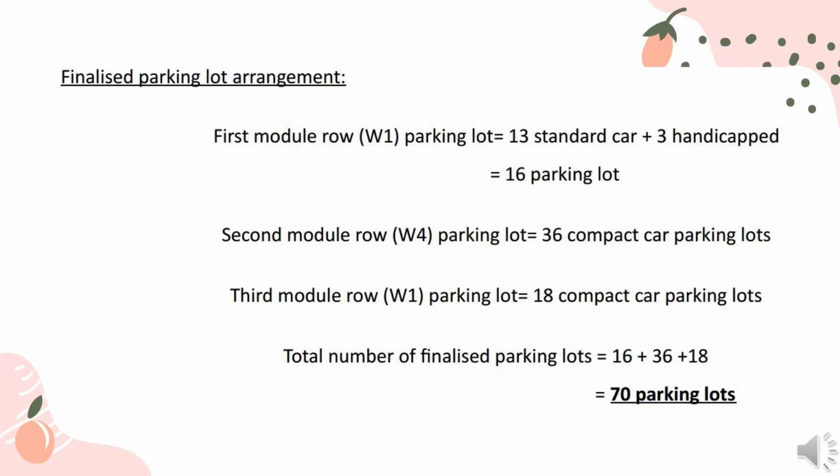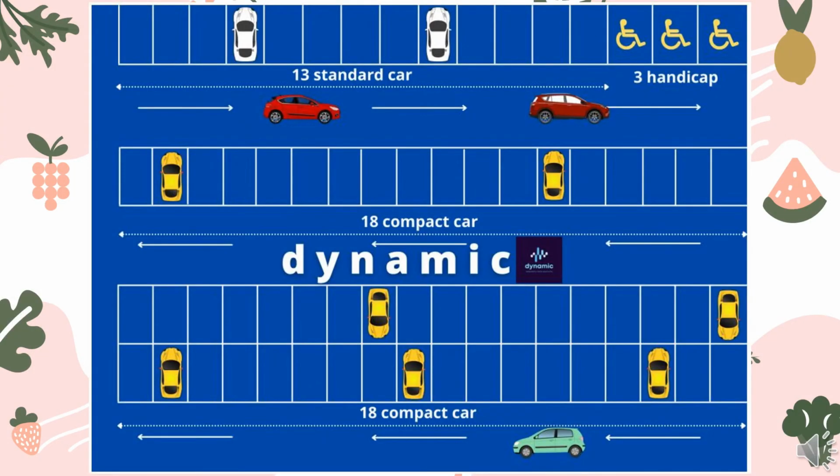The finalized parking space rearrangement will have a total of 17 parking lots, which is a 48.9% increment from the previous parking lot. The parking space will consist of 3 module rows. The first module row is the closest to the premise.